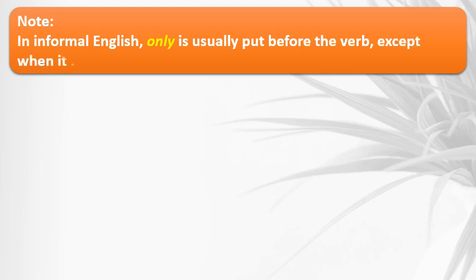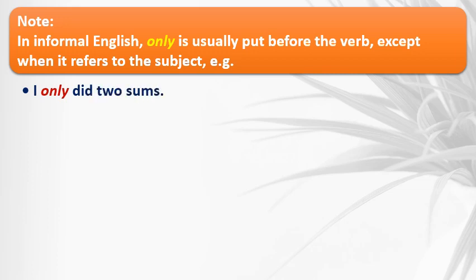Note one thing, in informal English, the word only is usually put before the verb, except when it refers to the subject. For example, I only did two sums. So here the word only is modifying the verb did. That is why it is placed just before it. Same with another example also. He only slept 3 hours.